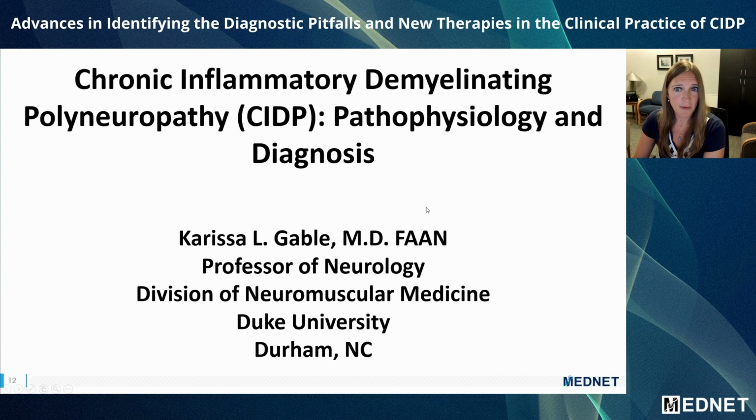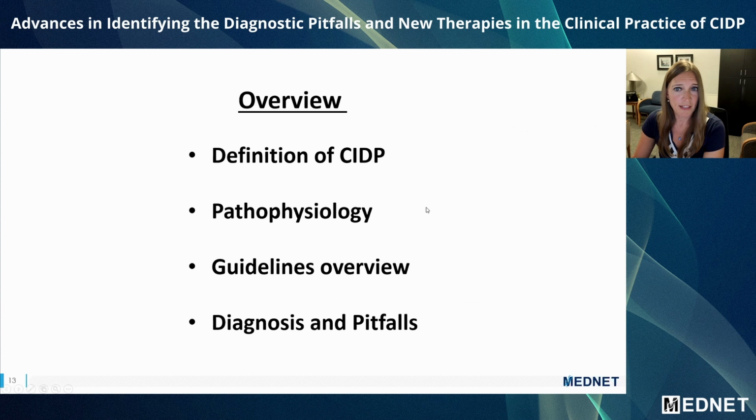So first, I'm going to talk about the definitions of CIDP, the pathophysiology, the guidelines overview, and a little bit about diagnosis and pitfalls with diagnosis. Just as for context, it is a rare disease. The incidence is 0.2 to 1.6 per 100,000 per year, with prevalence of 0.8 to 8.9 per 100,000 per year, and a median age of onset of 40-60 years, and a 2-to-1 ratio of men to women.